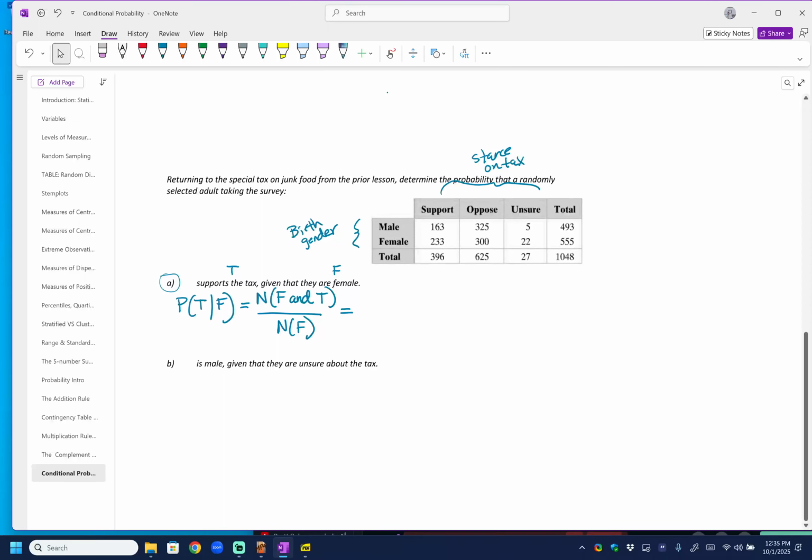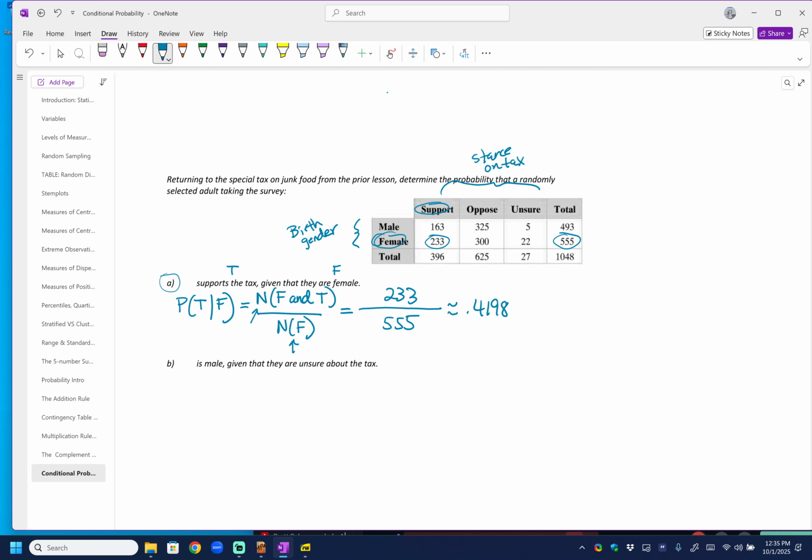Okay, so let's look at the formula. The number of females, well, they pretty much list that out for you, right? So the number of females is right here. So that means we know that the number of females is 555. Up top, we need to know the number that are both female and support the tax. Well, female and support is a joint count, which is right there, and it is 233. And it is literally as easy as that. That'll give you 0.4198 as your probability.